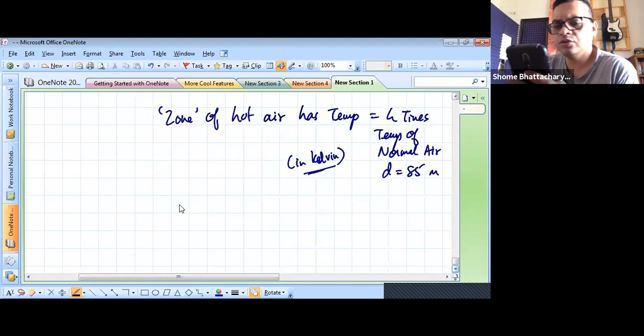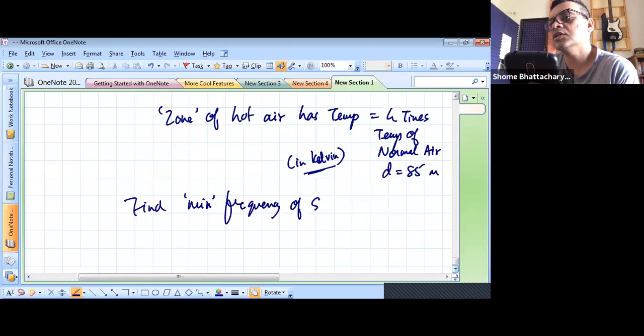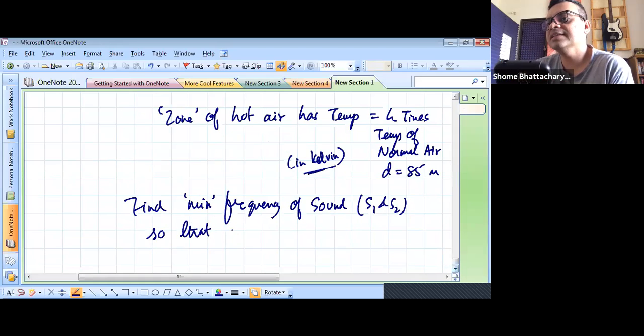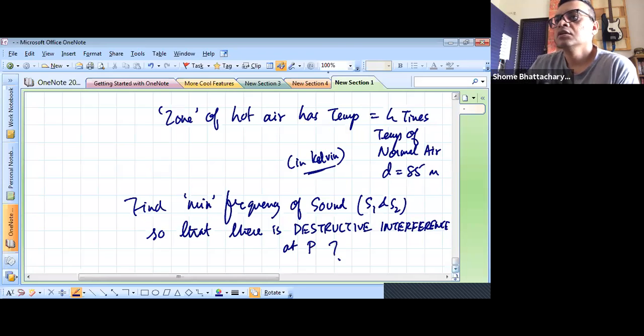Okay, so we have to find out the minimum frequency of sound so that there is destructive interference. So find the minimum frequency of sound from source S1 and S2. They are the same frequency because they are coherent, so that minimum intensity is heard, or in other words, there is destructive interference at P. Okay. So just try out this question, all of you.